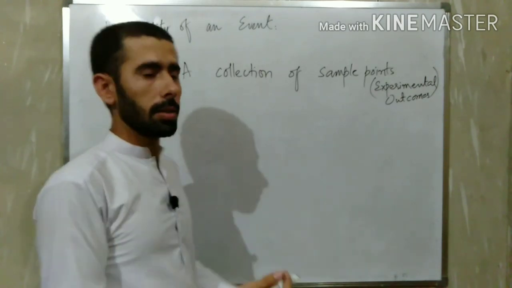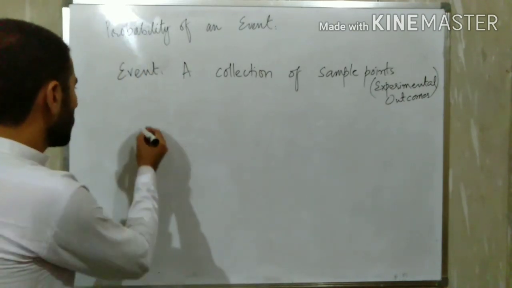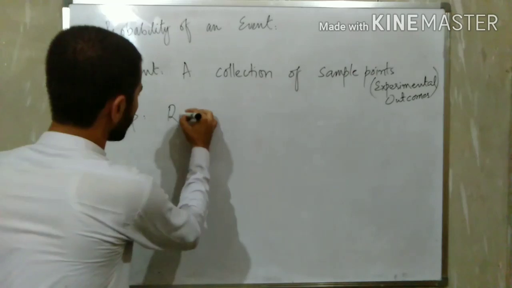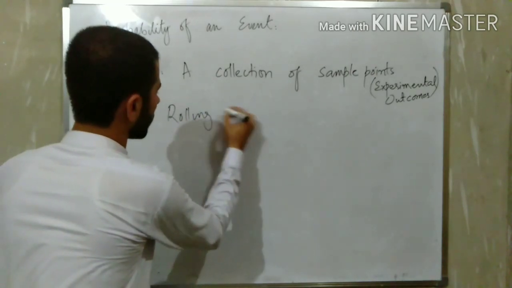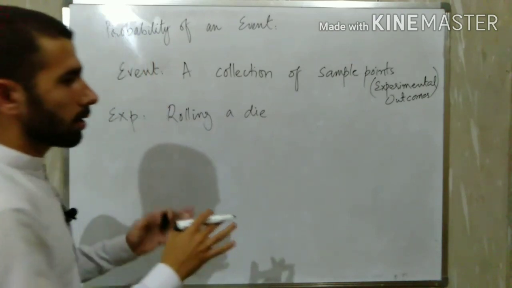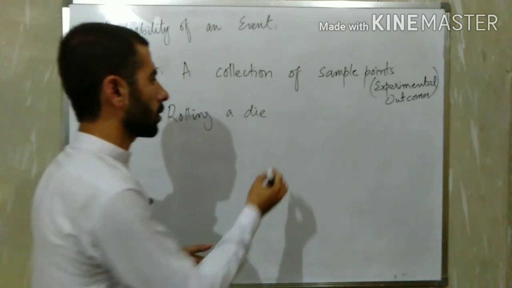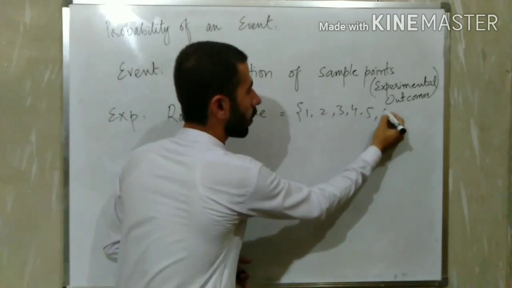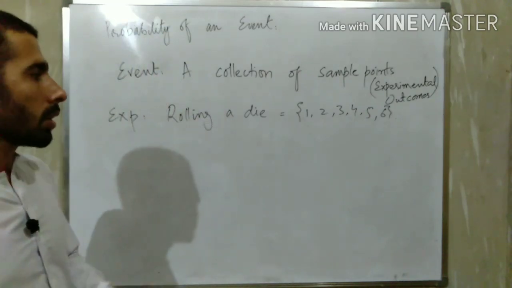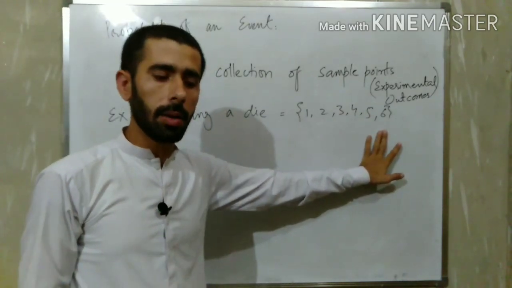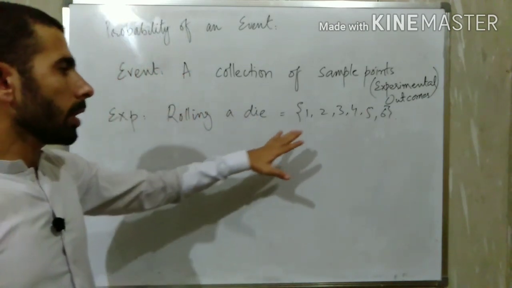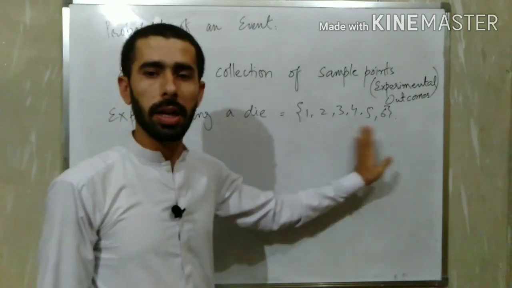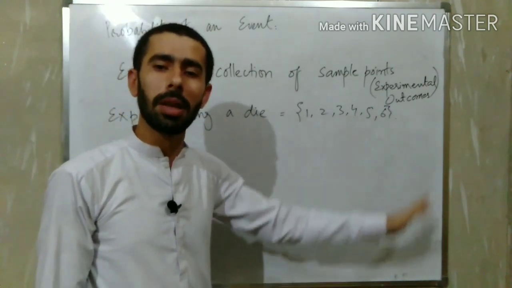So for example, we may discuss some events. Our experiment is that we are rolling a die. When we roll a die, all the possible outcomes that we can have are 1, 2, 3, 4, 5 or 6 dots on the face of the die. Now we may define any sort of event out of these sample points, or these possible outcomes.